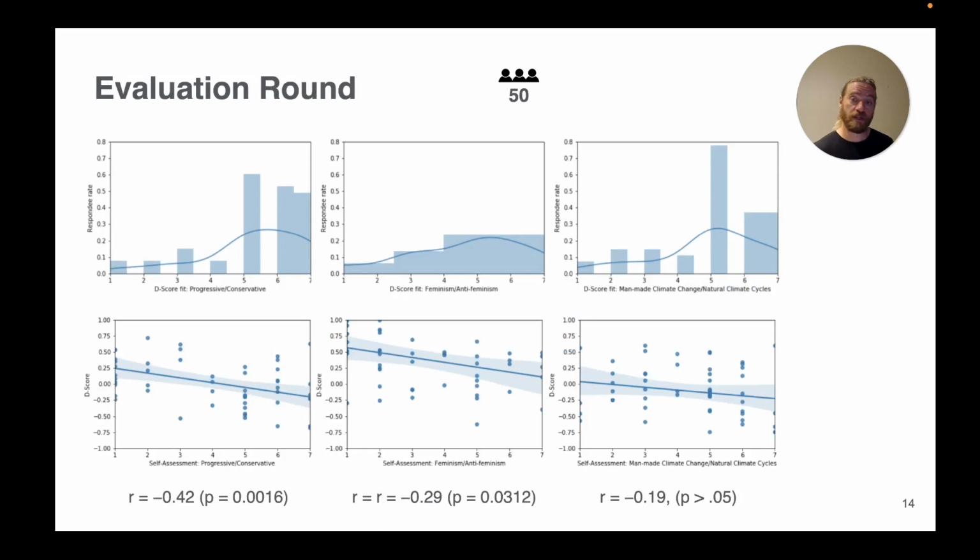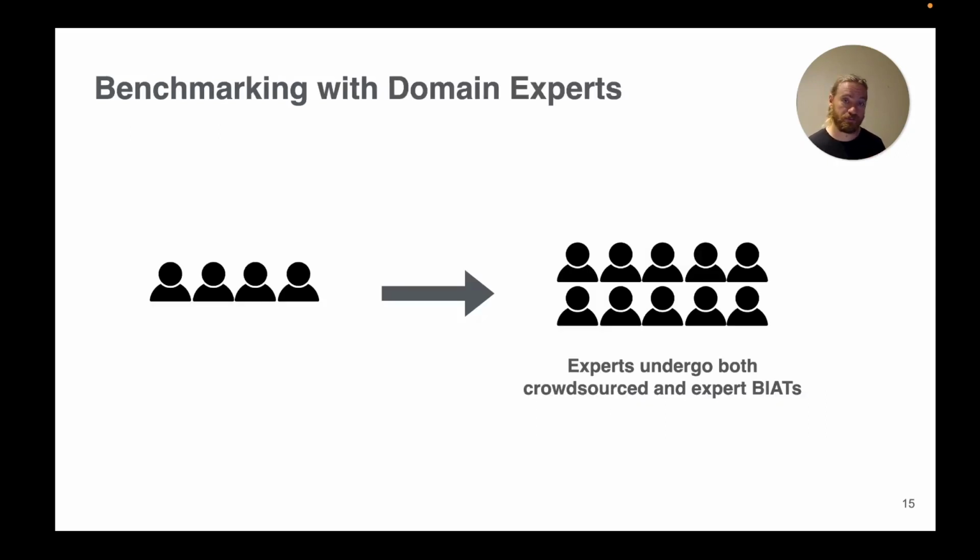We then conducted a final evaluation round with another 50 MTurk workers. At the top here, we can see how participants reported how well the BIAT's D-score fit their own tendencies. And below we can see the correlations between the D-score on the y-axis and the self-assessment on the x-axis. For political leaning, we found a strong, for feminism a moderate, and for climate change a weak correlation between the objective BIAT score and the self-assessment.